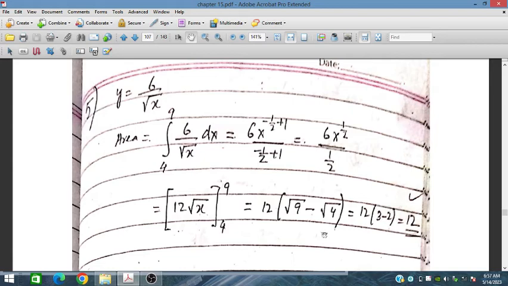Now question number 5, we have y is equal to this, and we have to find the area. So read question number 5 first.